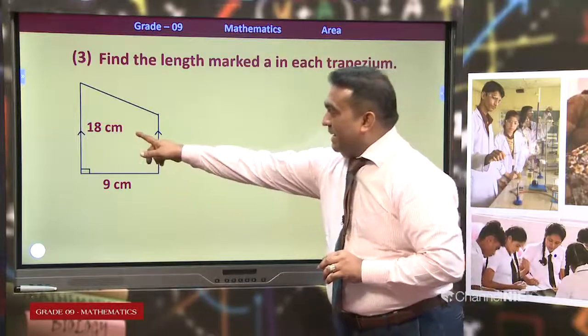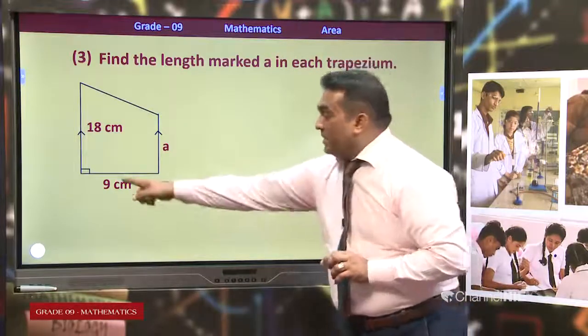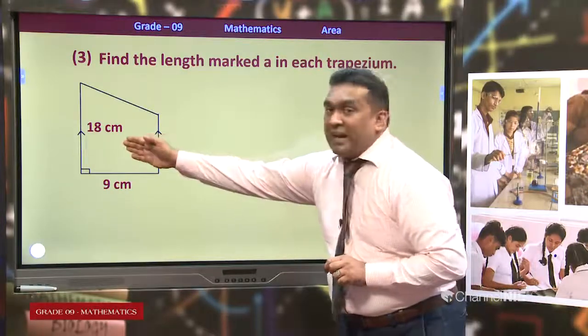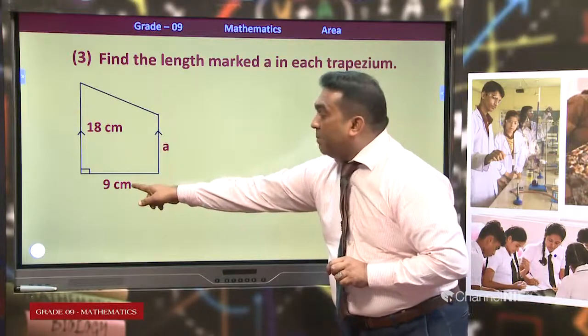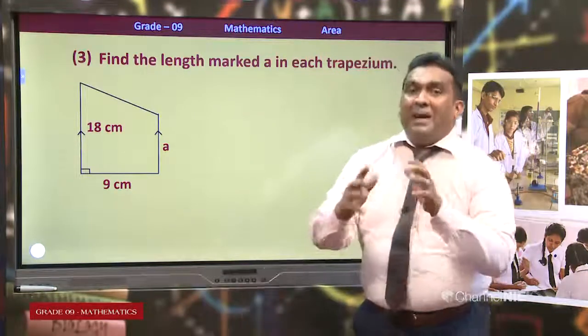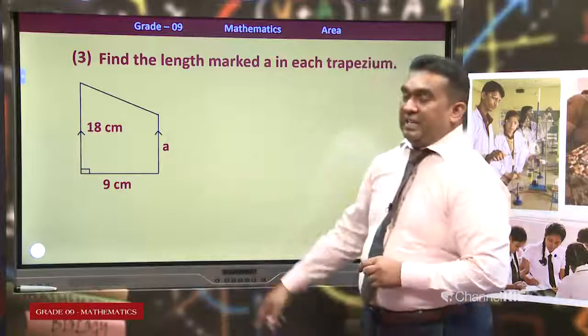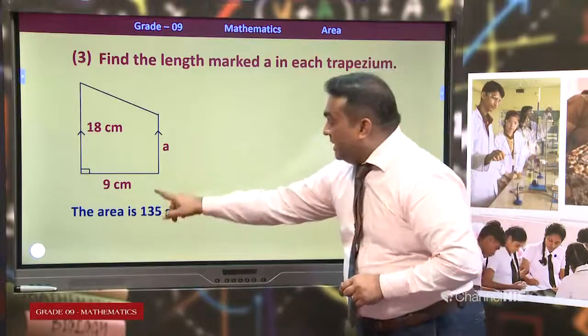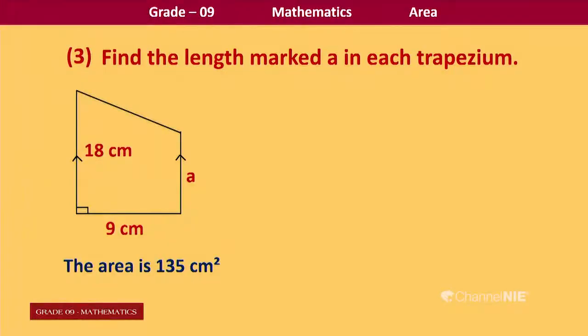Simple a, 18 and 9. This is the perpendicular distance between these two parallel lines. Therefore, this is the perpendicular height. The sum of the lengths of the two parallel lines is a plus 18. We will see that the area is 135.